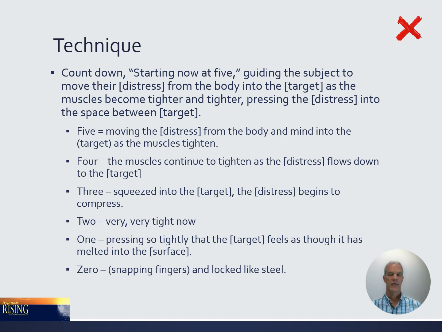We use a paternal tone in this next sequence. Starting now at 5, moving the frustration from the body and mind into the palms as the surrounding muscles tighten. 4, the muscles continue to tighten as frustration flows down into the palms. 3, squeezed into the palms, the frustration begins to compress. 2, very, very tight now. 1, pressing so tightly that the palms feel as though they have melted together. And 0, the palms lock together like steel.